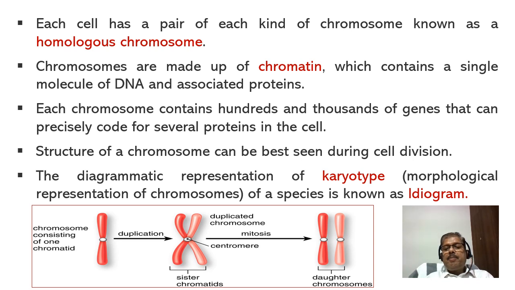The diagrammatic representation of chromosomes is known as an ideogram, whereas the morphological representation of the chromosomes of a species is known as the karyotype. So in this diagram, the chromosome consists of one chromatid, and duplication results in the formation of two sister chromatids. At the end of mitotic division, we find the formation of two daughter chromosomes.